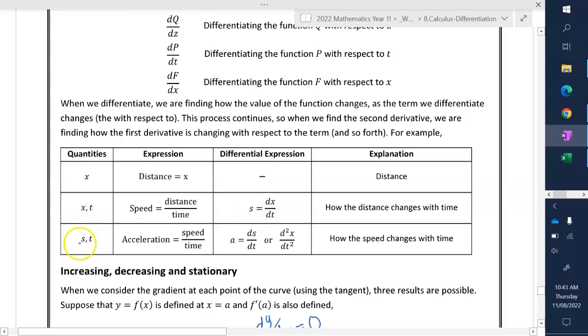If we were then looking at the quantities of speed and time, speed over time is acceleration. So if we differentiated speed with respect to time, we'd actually get acceleration. Differentiating our dx dt, or our speed with respect to time, would also be the same as differentiating dx dt again. So we get a second derivative of x with respect to t, and that's also acceleration. That's something we'll have a little bit more of a look at next year.